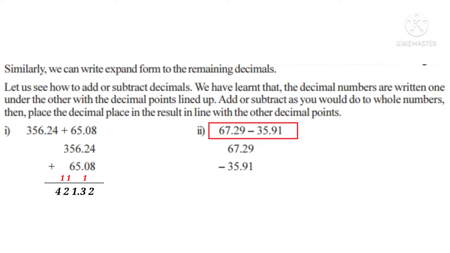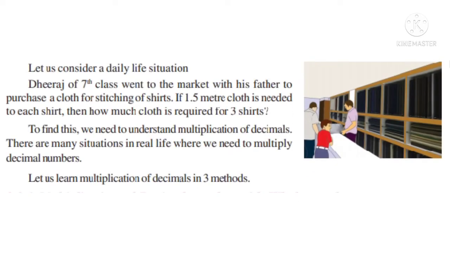Let's see the second example. 67.29 minus 35.91. Now let us subtract 67.29 minus 35.91. 9 minus 1 is 8. 2 is a small number, so lend 1, making 12. So 12 minus 9 is 3. Now 6 minus 5 is 1. And 6 minus 3 is 3. So the answer is 31.38.